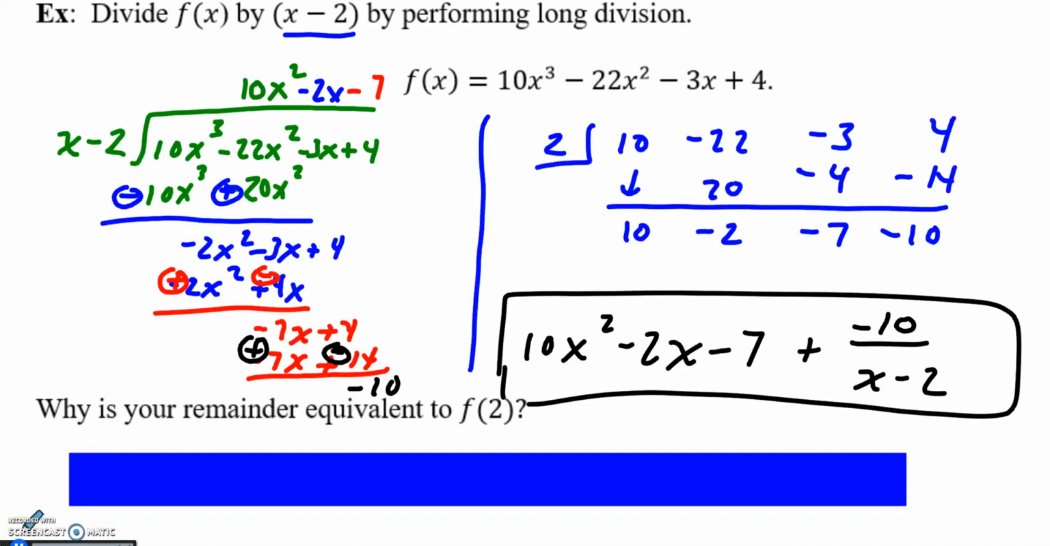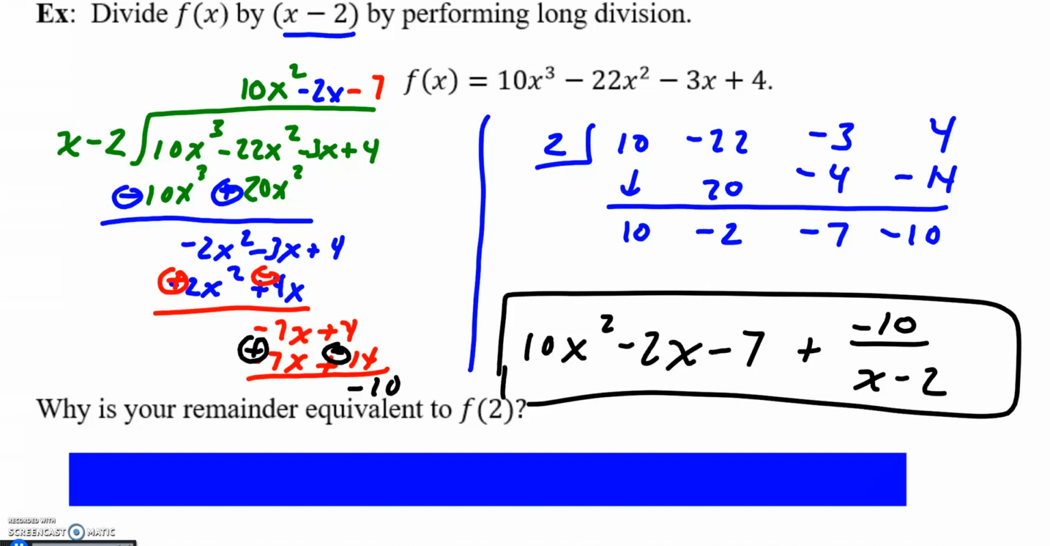So guys, during the pause, I did both methods. I did long division over here and synthetic division over here. In whichever method you used, your answer should have been 10x squared minus 2x minus 7, and then the remainder should have been -10 over the divisor of x minus 2. If you did synthetic division, I would try to do it with long division, see if you could get the same answer. If you did long division, I would do synthetic division to see if you would get the same answer. It's a good idea to check yourself.